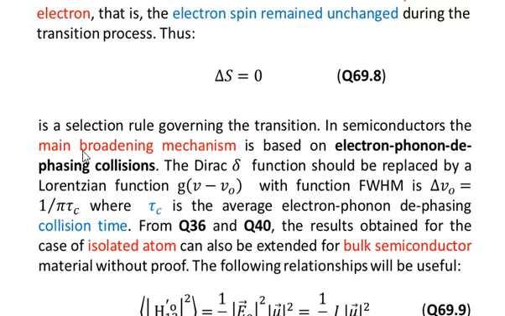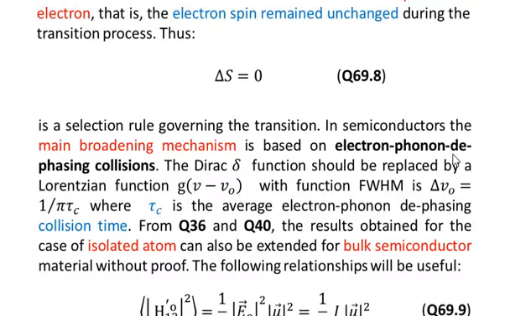In semiconductor, the main broadening mechanism is based on electron-phonon dephasing collision. So you see that we have mentioned in case of single atom, the broadening could be homogeneous broadening, it could be inhomogeneous broadening at the same time. But here in semiconductor materials we are talking about the broadening mechanism due to electron-phonon dephasing collision. We can simply call it electron-phonon collision.